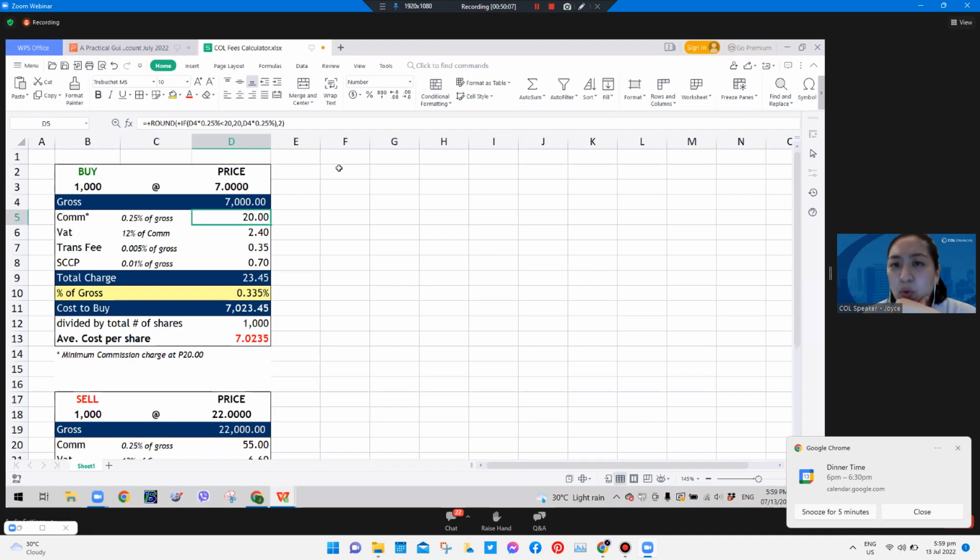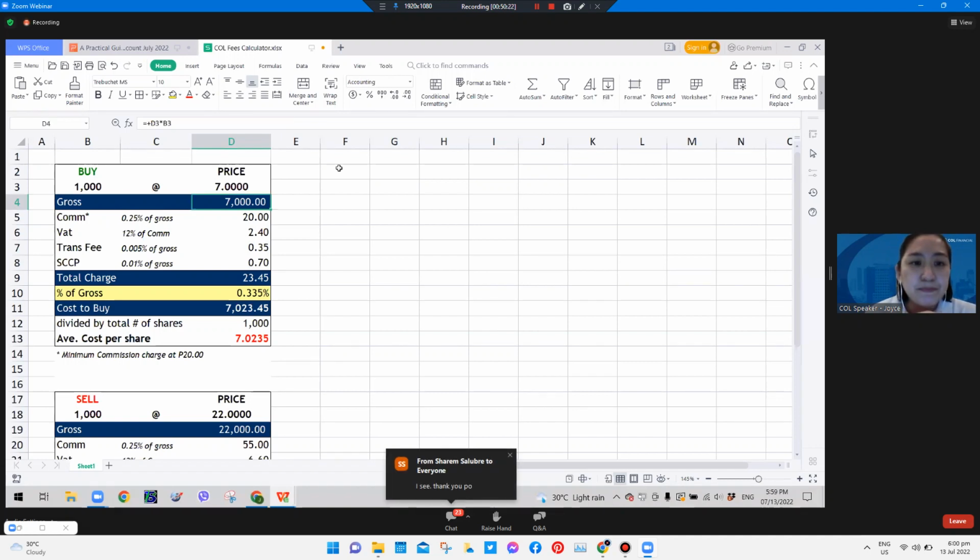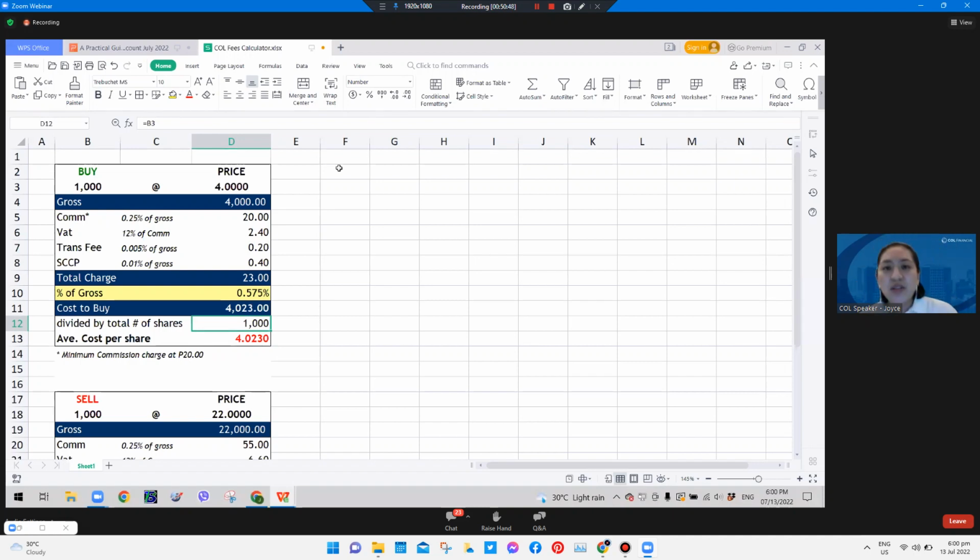Now, it's not really a rule, but rather if you want to make use of the 20 pesos as much as you can, then you can trade 8,000 and above. But for those who don't have that budget to do that every time for a transaction, that is okay. If you'll be doing 4,000, the total charge is 23 pesos. It's still quite affordable for your 4,000 peso transaction. So the average cost for every share that you will be buying is only 4.02. So it's like 2 cents for every share, right? So it's not so bad.